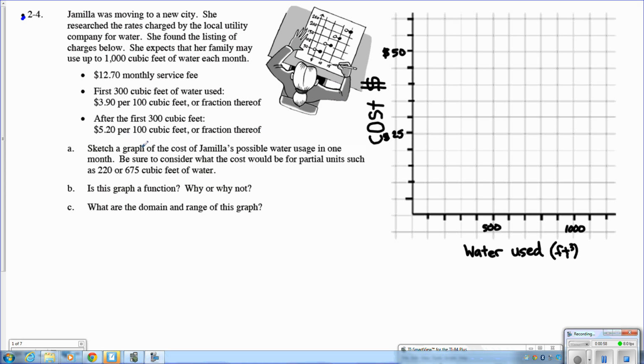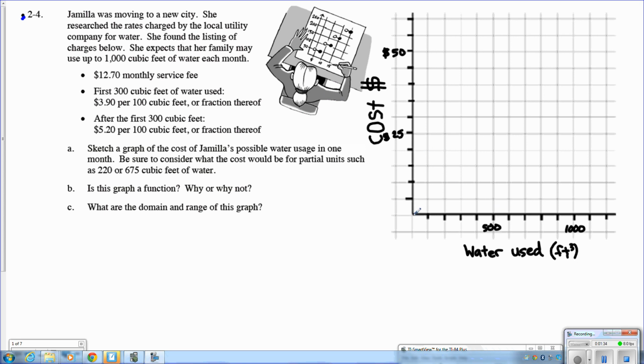So sketch a graph of the cost of Jamila's possible water usage in 1 month. Be sure to consider what the cost would be for partial units such as 220 or 675 cubic feet of water. All right, so we're talking about water used and the cost. We're going to sketch a graph here. So our independent variable is how much water is being used, because the amount that they're going to pay, or the cost, will depend on how much is being used.